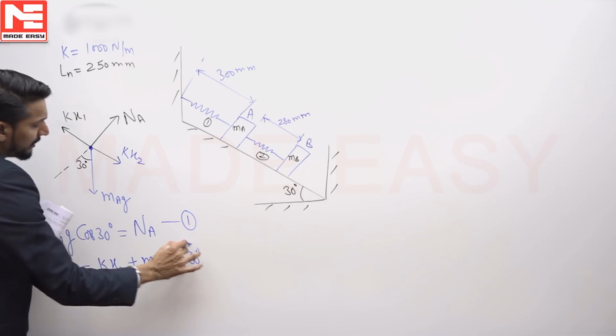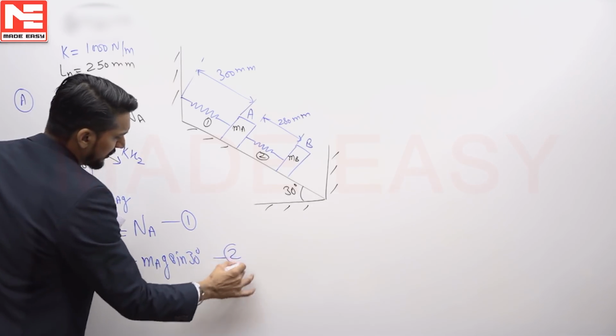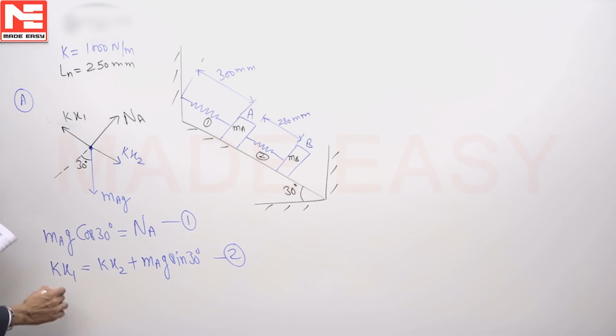That is the only case, because they are acting down the incline, so they must be equal to the up the incline force. Then only the net force will be equal to 0. And what is x1, what is x2?